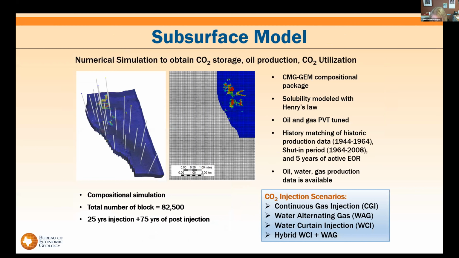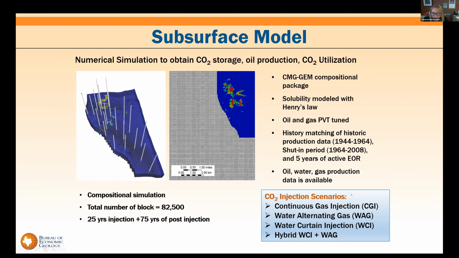So we used a compositional package to simulate the CO2 injection and to account for the fluid composition changes that occur in solvent displacement, such as this one. For the solubility, we used Henry's law, and the model was PVT tuned and history matched, etc.